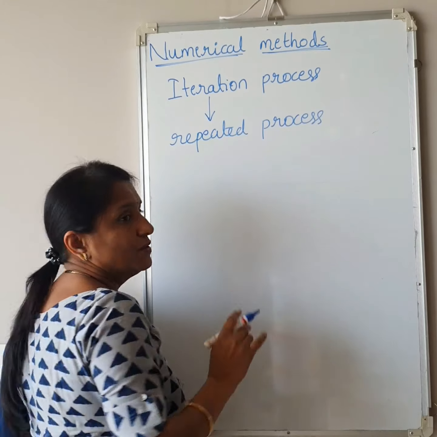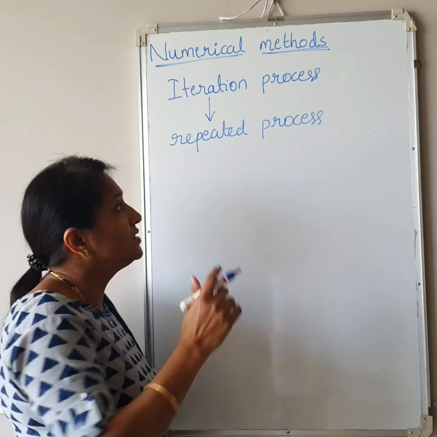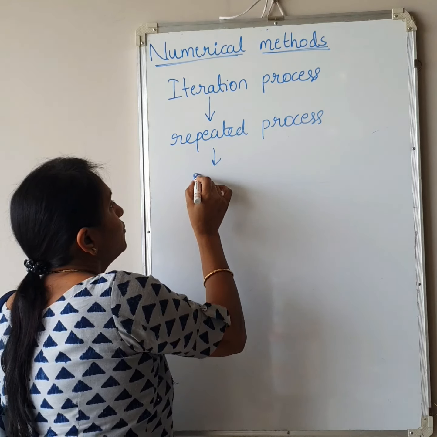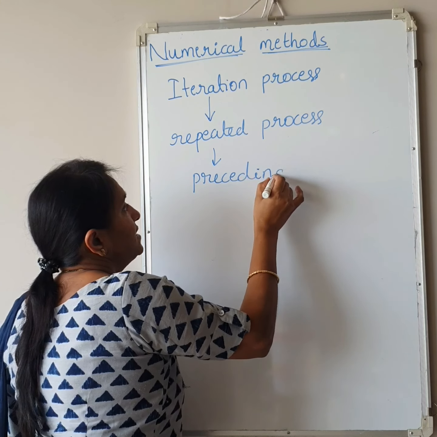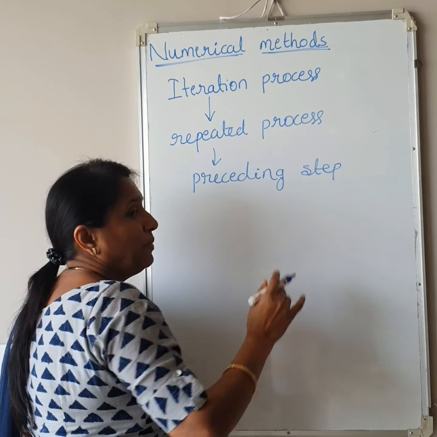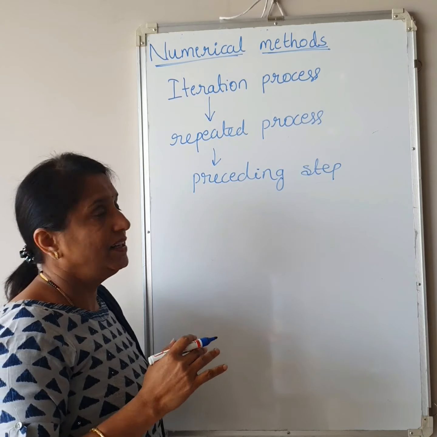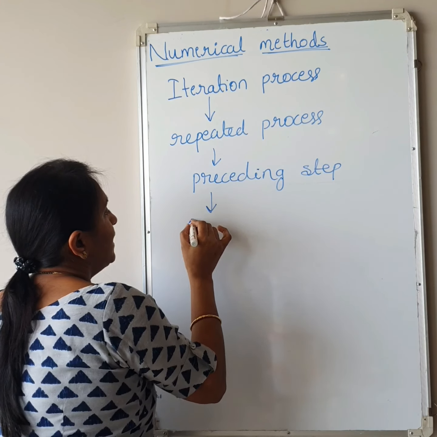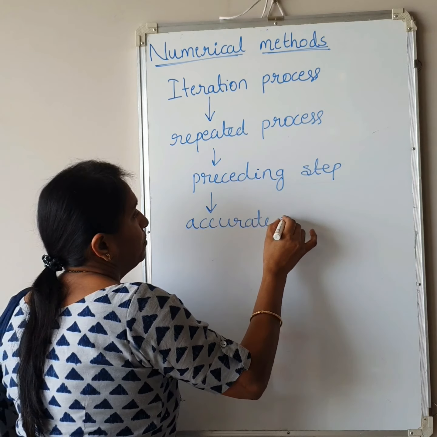Here, in calculating one step, we use the value of the preceding step. So in this way, by applying the same process and taking the value of the preceding step, we get the accurate value. This is called a numerical method.